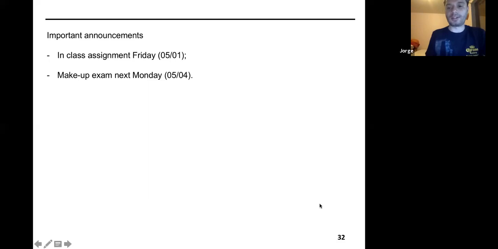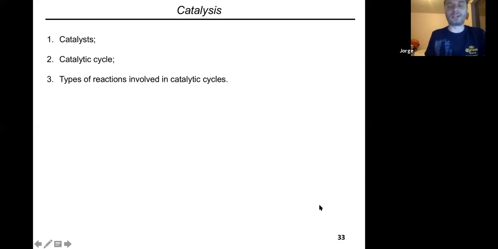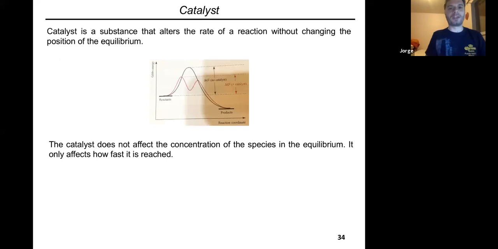Okay, so let's start with catalysis. I will split this lecture into 3 different parts. First, I will talk about catalysts. Second, I will show you the catalytic cycle. And the third and last part, we will talk about the types of reactions involved in catalytic cycles. So let's start with topic number 1, definition of a catalyst.